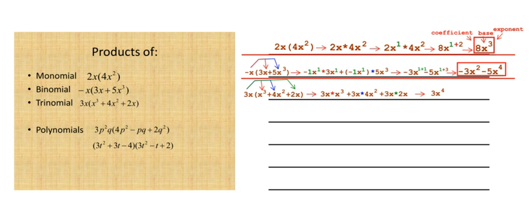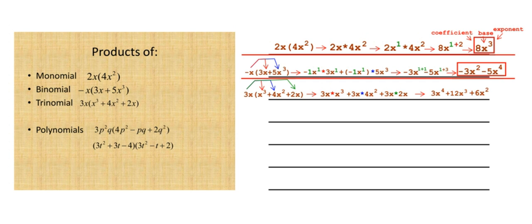X times x to the third, keep in mind you can put a 1 if it helps, or otherwise it becomes a 3 plus 1 gives us 4. So 3x to the fourth. And then 3 times 4 gives us 12. And we have an exponent of 1 and an exponent of 2, so 2 plus 1 gives us 3. You're welcome to put a 1 again if it helps you visualize this. And then finally, 3 times 2 gives us 6.